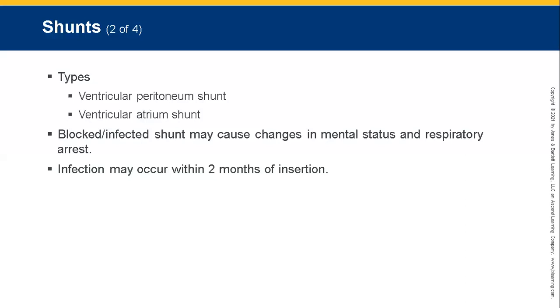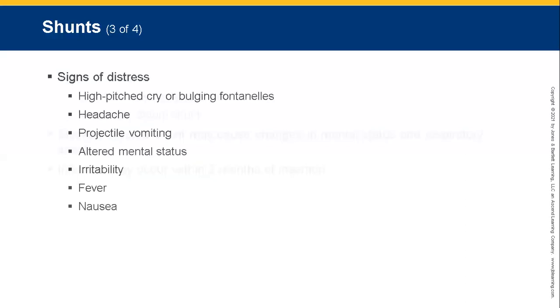It can be blocked or infected. A shunt may cause changes in mental status and respiratory arrest if it is blocked or infected. Infection may occur within 2 months of insertion.